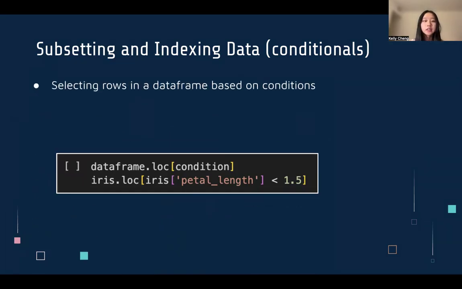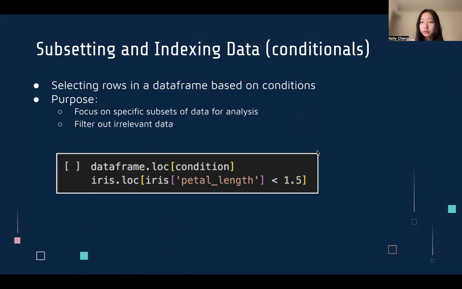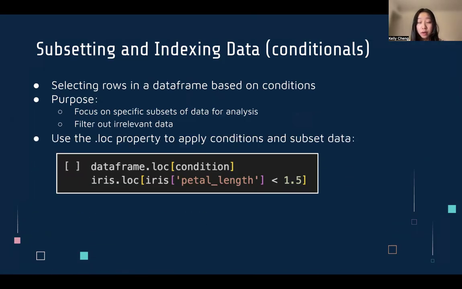So next, we'll be going over subsetting and indexing data using conditionals. The purpose of this is to focus on a specific subset of data for analysis. Using this, we can filter out irrelevant data and explore only the data we are interested in. Here, we can see we're using the .loc property to apply conditions and subset the data. Again, .loc is label-based indexing, where we can directly call the label or name of a column.